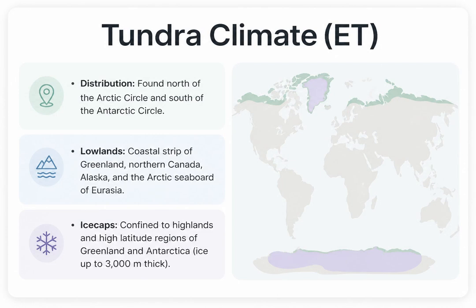Moving further poleward, we transition from the taiga into the tundra climate, designated as ET. This climate is found north of the Arctic Circle and south of the Antarctic Circle. It primarily covers the lowlands, including the coastal strips of Greenland, the barren grounds of northern Canada and Alaska, and the Arctic seaboard of Eurasia. In contrast, the true ice caps are confined to highlands and massive land masses, like Greenland and Antarctica, where the ice can be up to 3,000 meters thick.